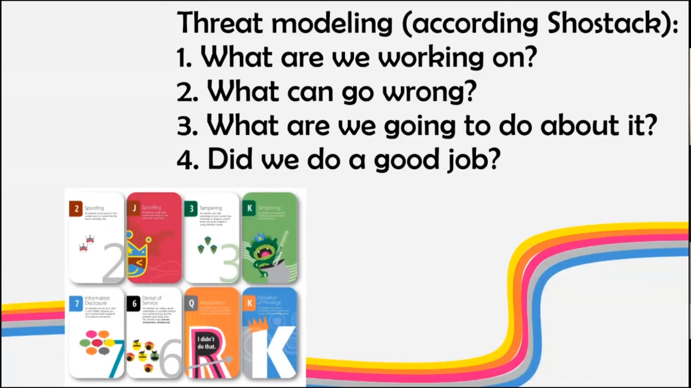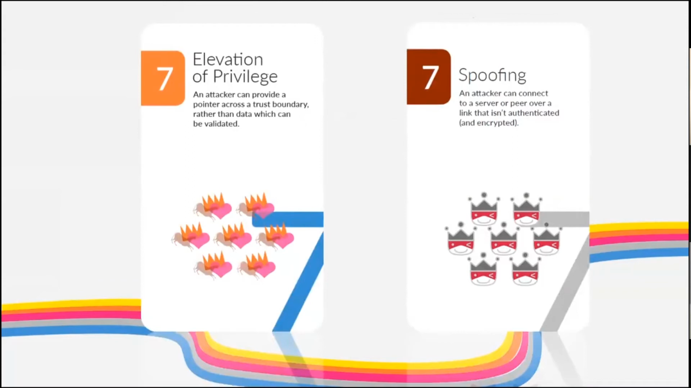So let's look at 2 examples of these cards. First being the 7 of Elevation of Privilege, which talks about providing a pointer across a transboundary instead of data. Now, most of the security attacks always go in through passing some kind of malicious data into your system. So if your system is handling pointers, which the validation can't check what kind of data is going to be behind that pointer at the time of use, it's possible to provide malicious data to the system.